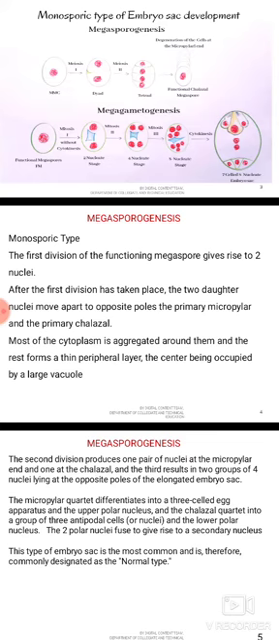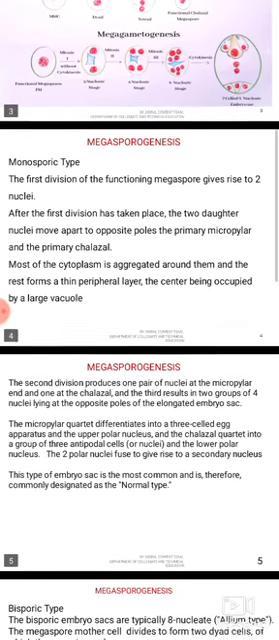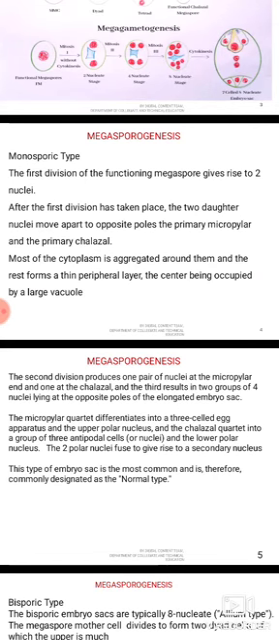The micropylar quartet differentiates into a three-celled egg apparatus and the upper polar nucleus, and the chalazal quartet into a group of three antipodal cells and the lower polar nucleus. The two polar nuclei fuse to give rise to a secondary nucleus. This type of embryo sac is most common and therefore it is designated as normal type.